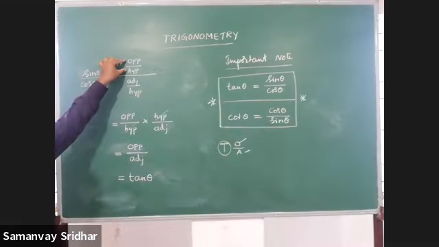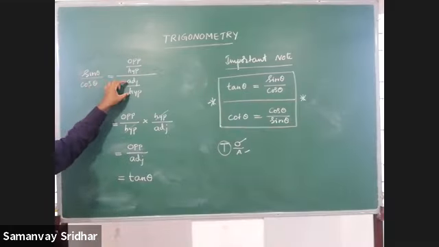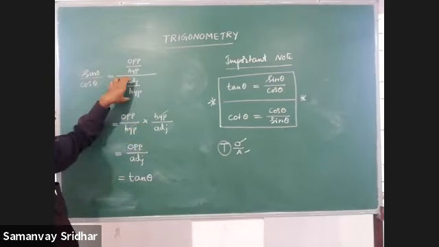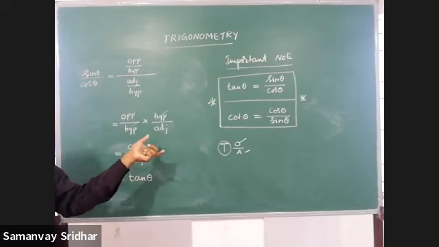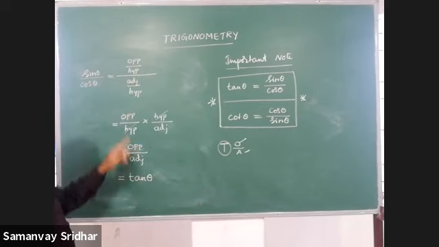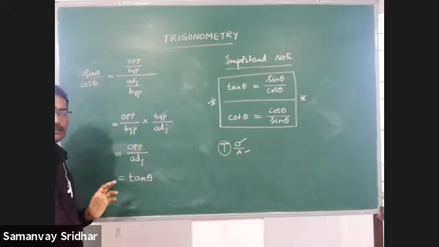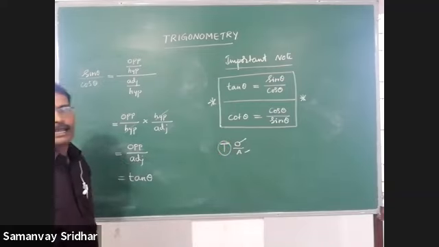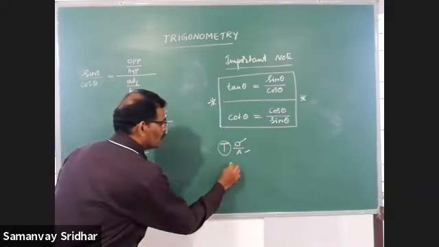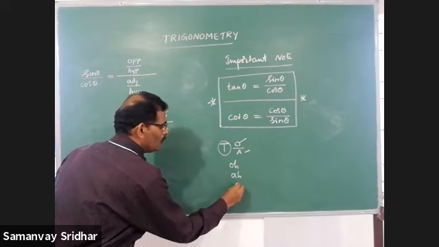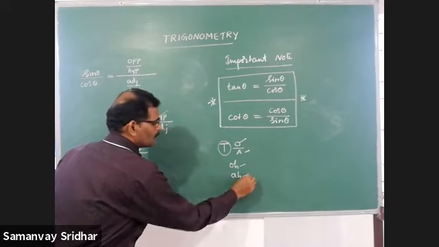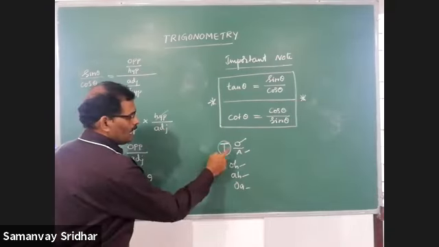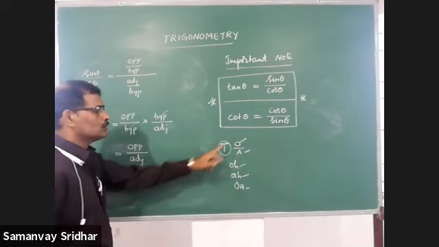That's why sin theta is opposite by hypotenuse. Then cos theta is adjacent by hypotenuse. Take this numerator, change the division as multiplication. Then you have to write the denominator part, the reciprocal. Then hypotenuse cancel. The remaining is opposite by adjacent. Right? So therefore, opposite by adjacent is always tan. Right? You know that. It is for sin, it is for cos, and it is for tan. So for tan, there is OA, O by A, opposite.